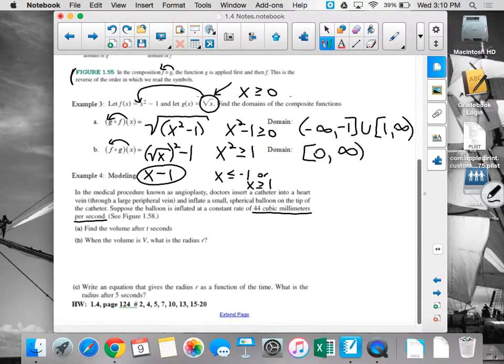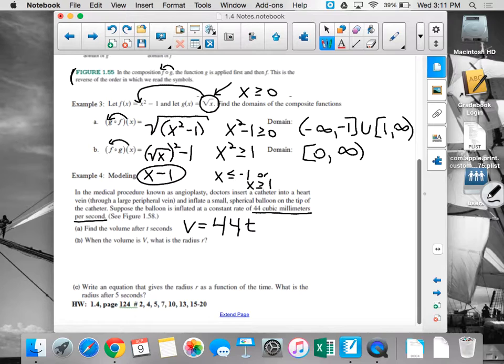I don't have room on this note guide, but I do want to say that that figure is in the textbook if you wanted to look at that. I also want to say if you need a little bit more clarity with this problem, because it is kind of a dense problem, it is in the textbook as well. But let's take a step back. It says find the volume after t seconds. Well, the volume is going to be 44 cubic millimeters per second, so 44t is going to be your volume in terms of time.